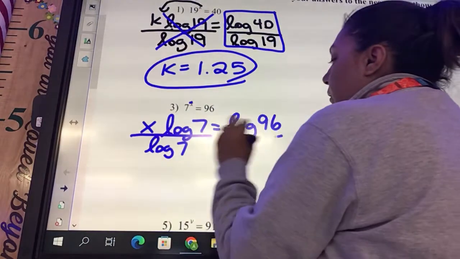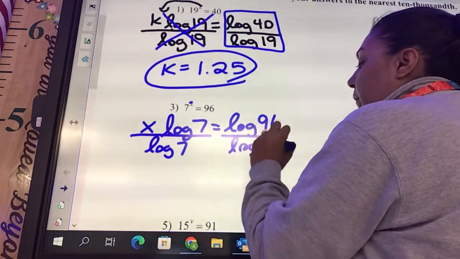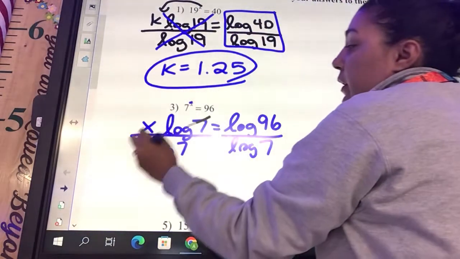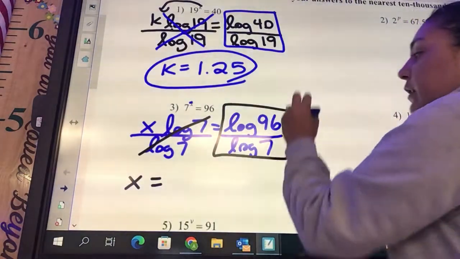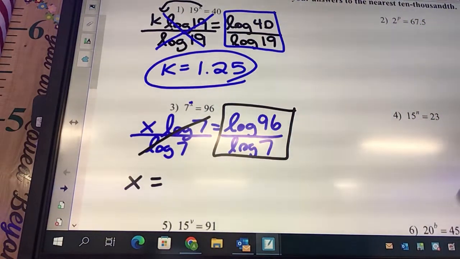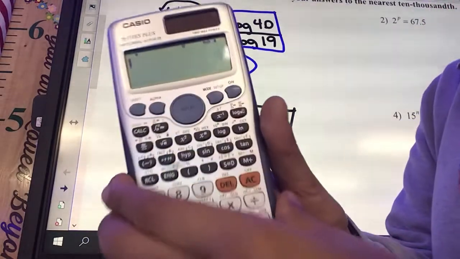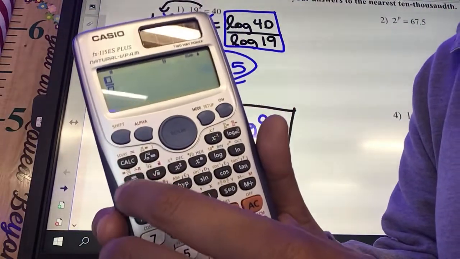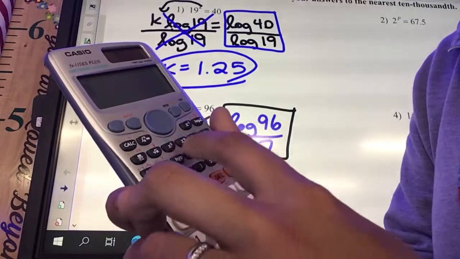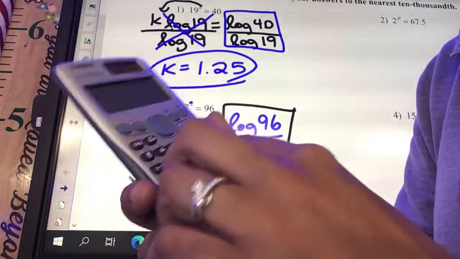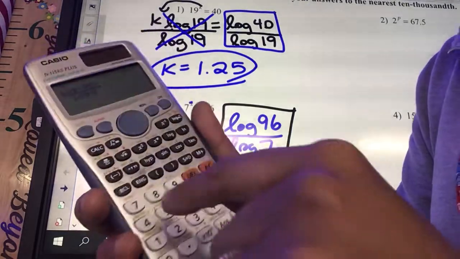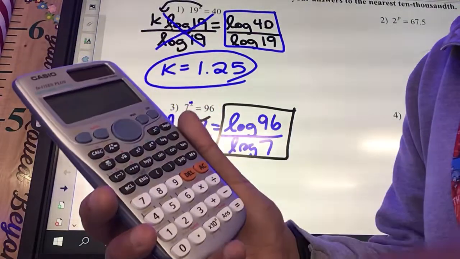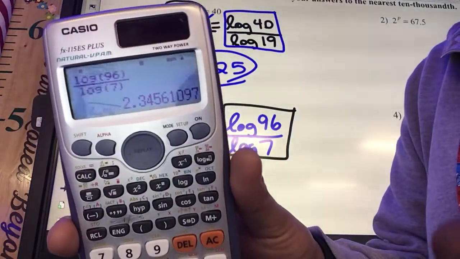Log of 7 divided by log of 7. Okay, and so then these cancel. So you get x equals, and you're going to type this part in on the calculator. Okay, so I'll show you one more time. You're going to push the fraction button, and you're going to say log of 96 over log of 7. Okay, and we got 2.34.